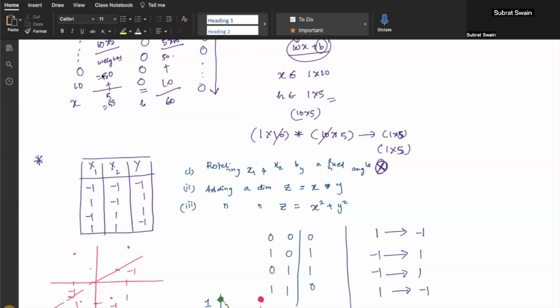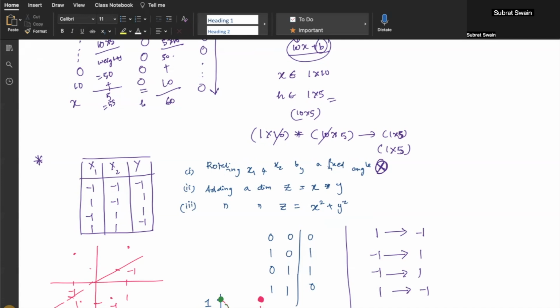What we are trying to say is that the XOR operation here is not linearly separable. Okay, so one of the ways by which we make a data set which is not linearly separable into separable is by doing a transformation on x1, x2 so that it will be linearly separable.